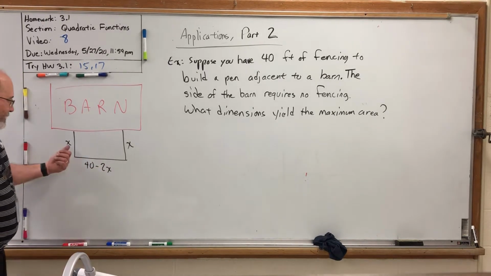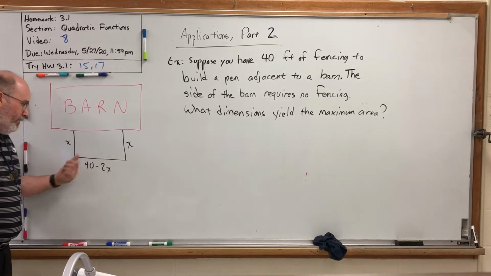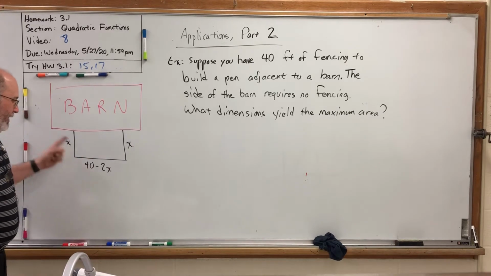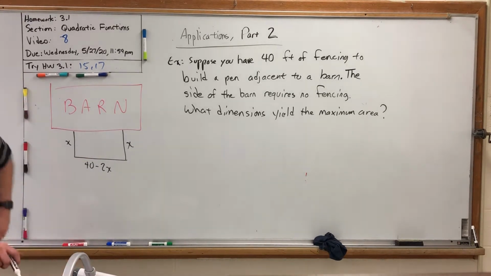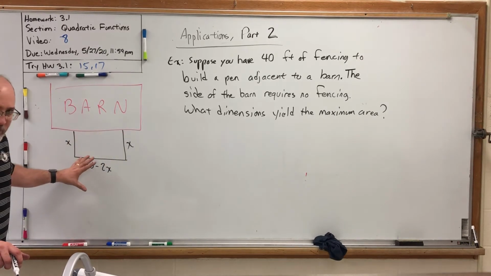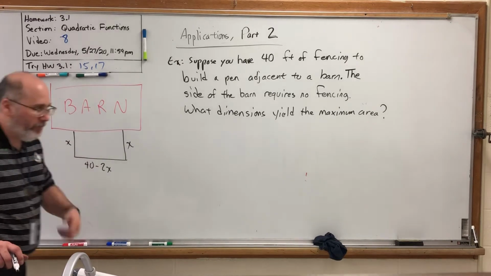So if we decided to put an x here, that would force an x over there, and this would have to be 40 minus 2x. And if you check by adding all of these, all the x's would cancel, and it would leave you with the 40 feet of fencing. So why is this problem easier than the previous one? Because in this problem, and in number 17, the picture is already drawn and labeled for you. So the hardest part of the problem, in my opinion, is already done for you.